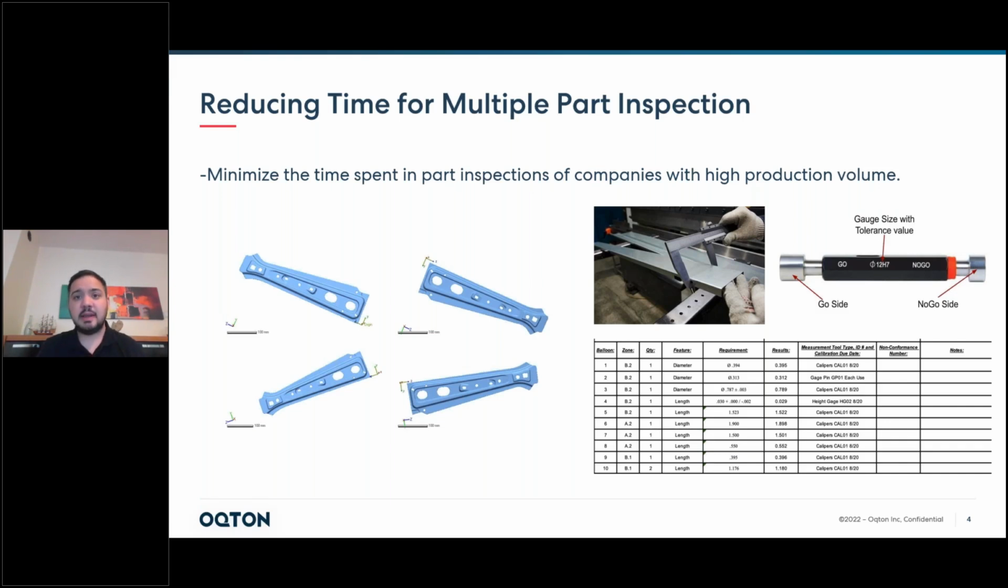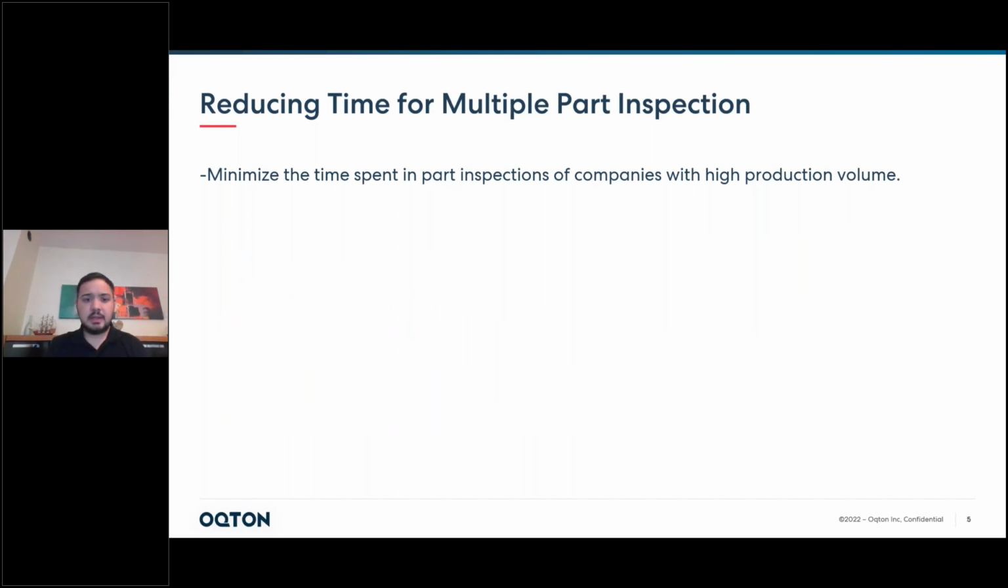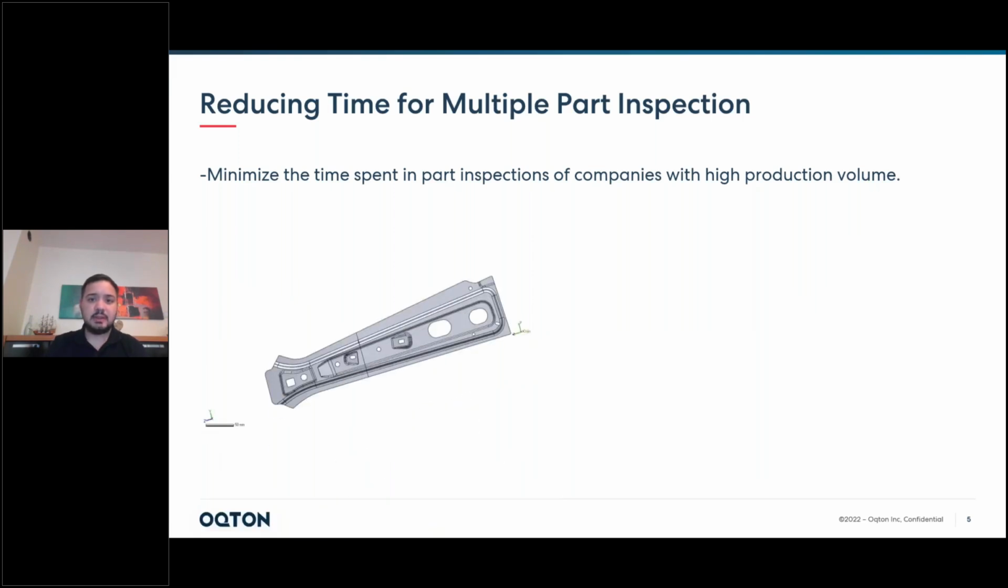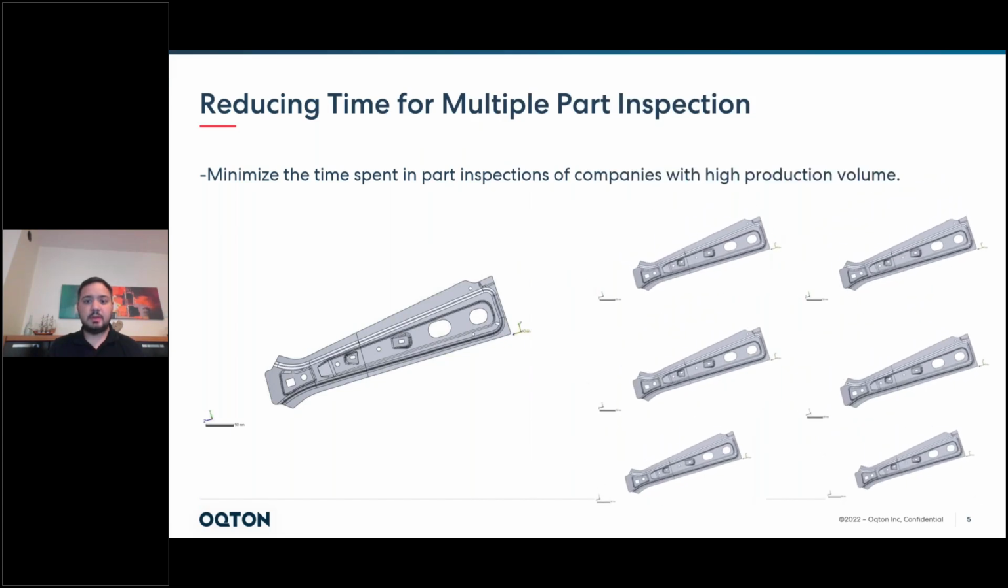But it takes time, so we need to create a solution to reduce the inspector's time. Let's say if we have one or two parts in sheet metal, it's actually the same time as creating an offline program and checking with the calipers and the gauges. But if we have multiple parts, now we need to know this.